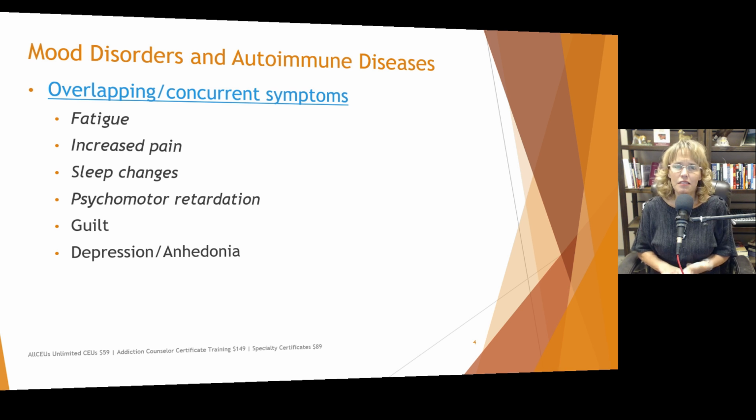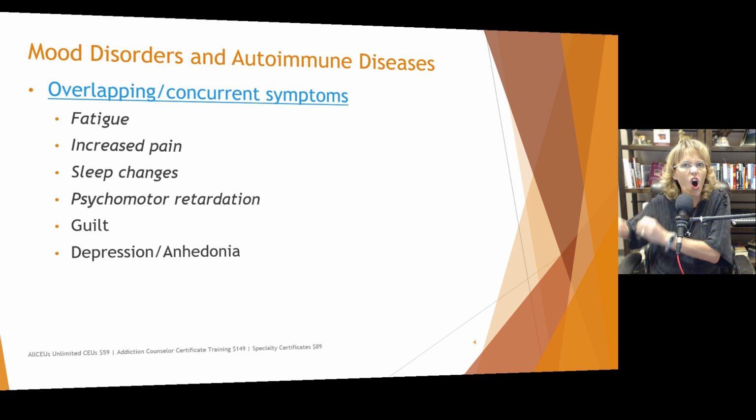Sleep changes. We know that's one of those DSM symptoms for depression and even anxiety. It's also a very common symptom of autoimmune diseases. And that psychomotor retardation we already talked about. Now, guilt and depression, anhedonia, are overlapping concurrent symptoms.